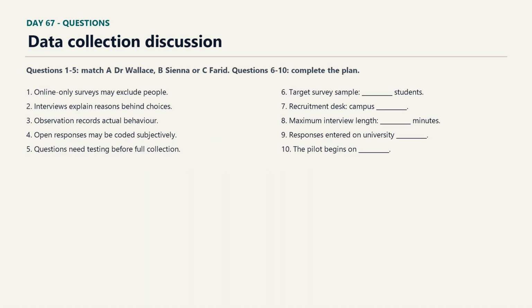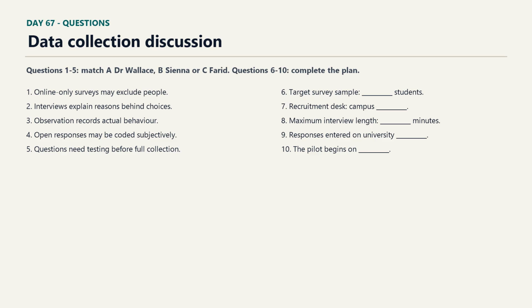Sienna and Farid, your project on travel choices among evening students now needs a precise data collection plan. You have proposed surveys, interviews, and observation, but each method must have a clear purpose. The online survey is efficient, especially because students could complete it after class.